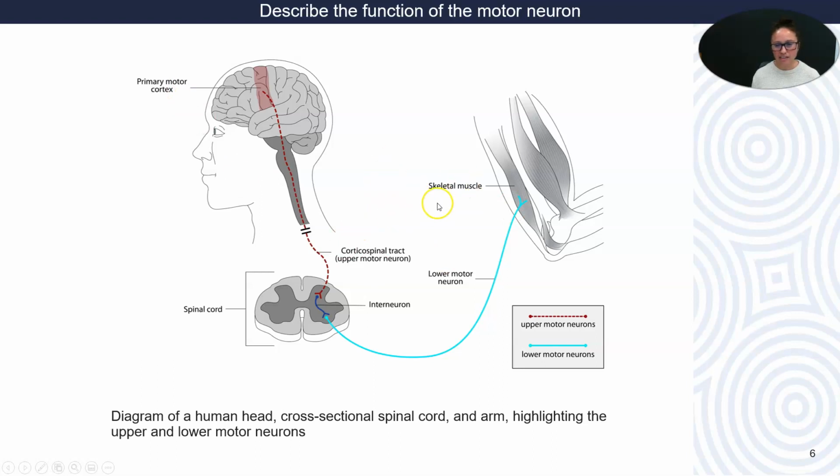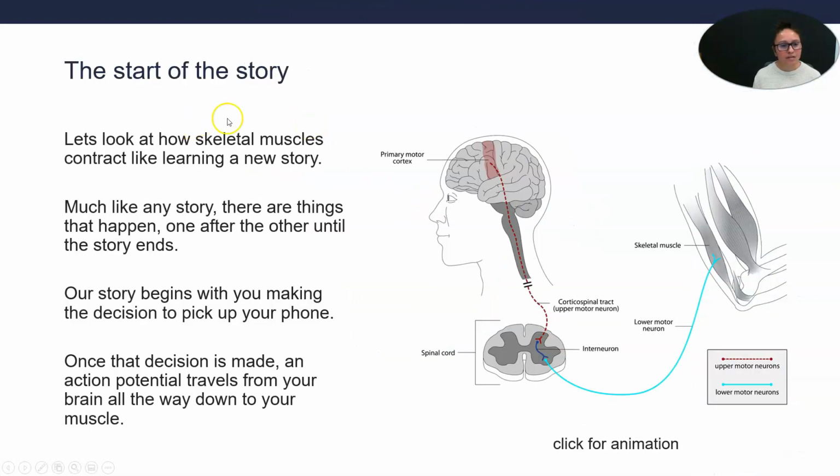I guess for your purposes, all I want to do is just make sure that you understand that motor neurons are neurons that tell your skeletal muscles to contract. Okay, so we're going to do this in a story format, because things happen step by step.